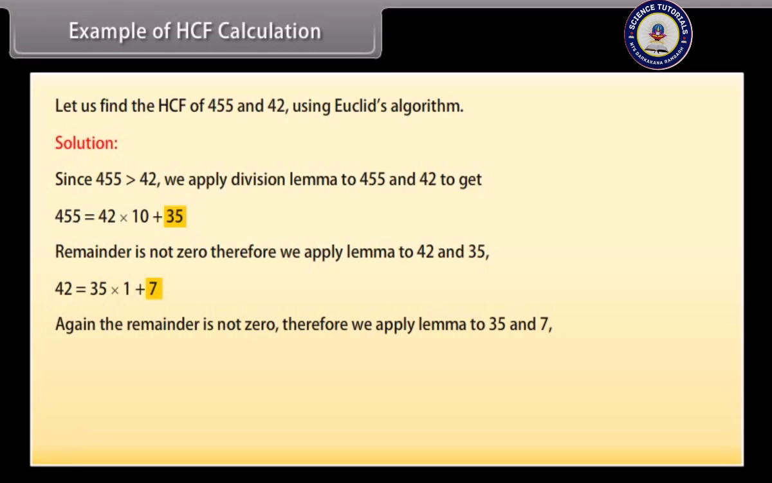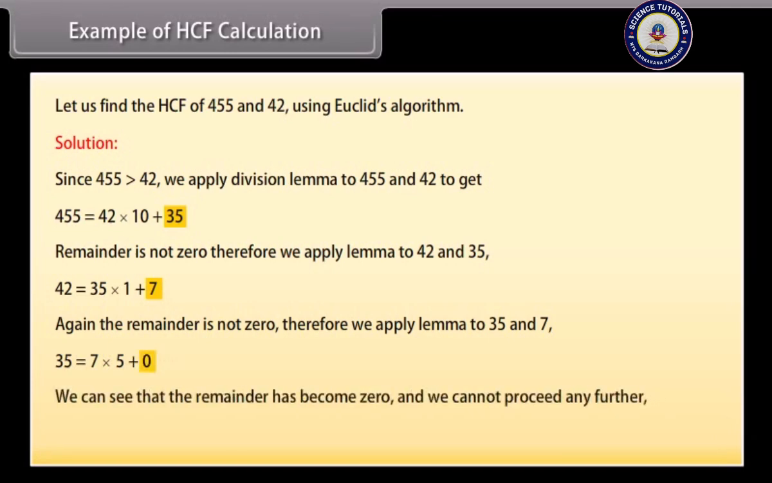Again, the remainder is not 0, therefore we apply lemma to 35 and 7. 35 is equal to 7 into 5 plus 0. We can see that the remainder has become 0 and we cannot proceed any further. Therefore, the HCF of 455 and 42 is the divisor at this stage.